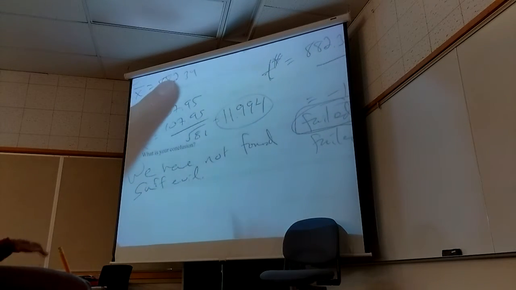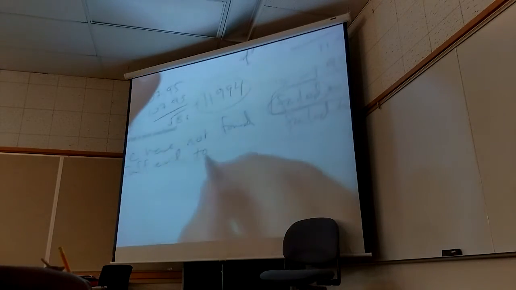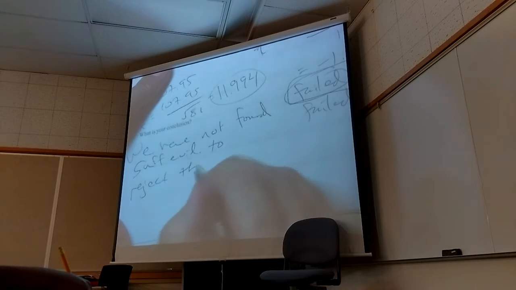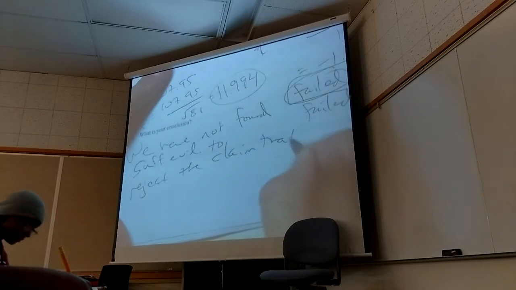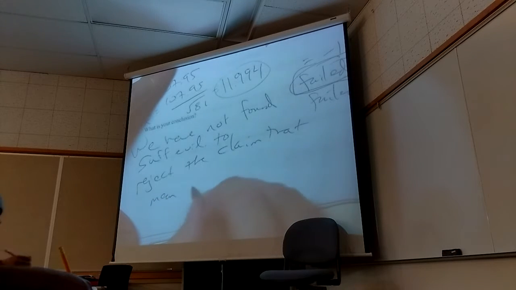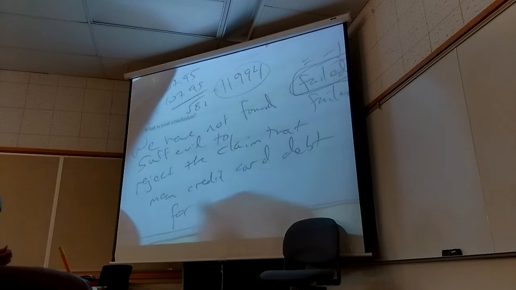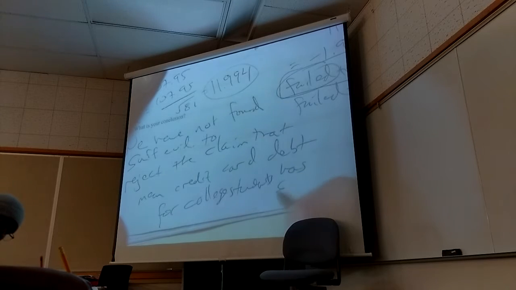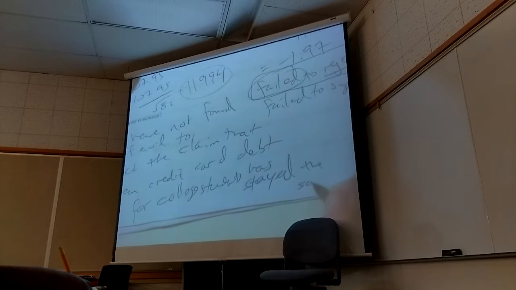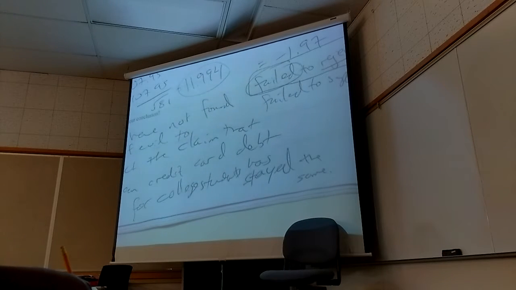You have not found sufficient evidence to reject the claim that the mean credit card debt for college students stays the same. Can you translate that into English for me? What does it look like is true? The mean is still about 906, or we're not able to say it isn't. So just to say it really quickly, it looks like it's still 906. So you could put just the 906.